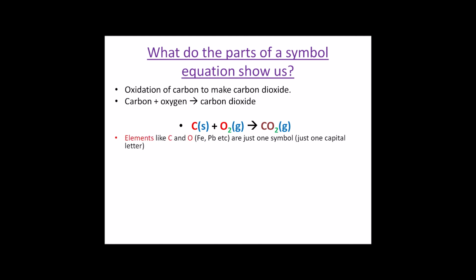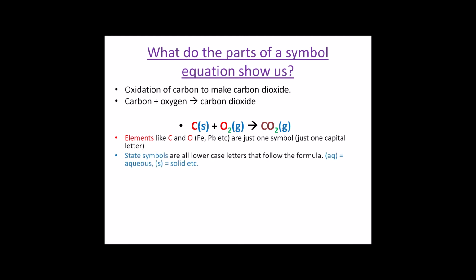So elements, things like C and O, so carbon and oxygen here, but also iron, Fe and Pb, lead, are just one symbol. Okay, so just one capital letter and one lowercase letter if they've got a lowercase. So you can tell if a chemical formula is an element or a compound, because if it's an element, it will just have one capital letter. For example, Fe, Pb, Cu for copper. So they are capital letter at first, followed by a lowercase letter. That means it's an element.